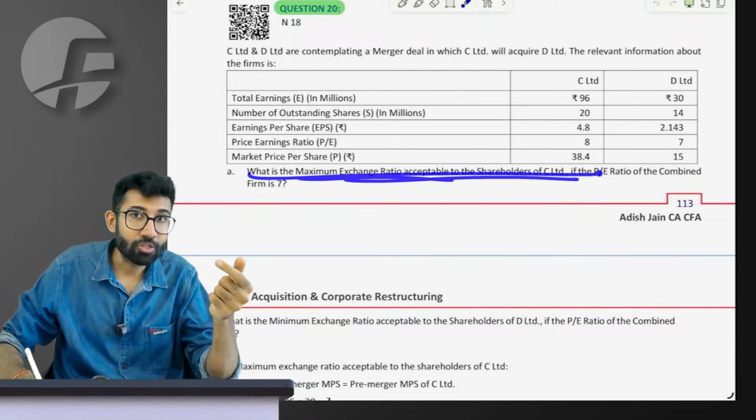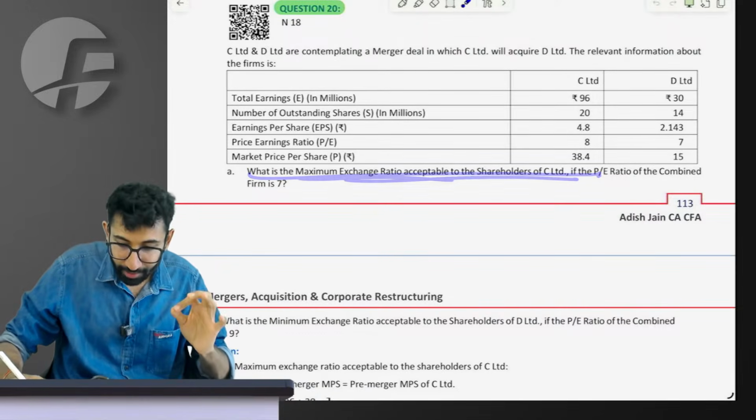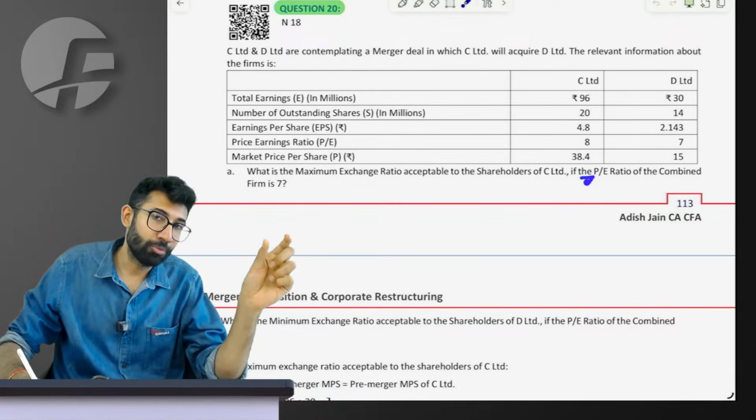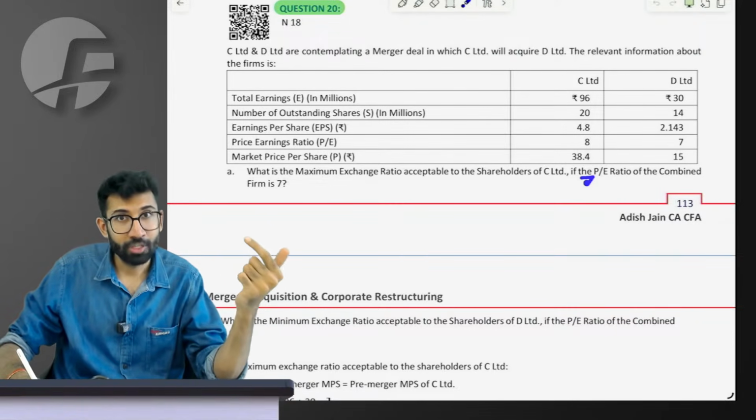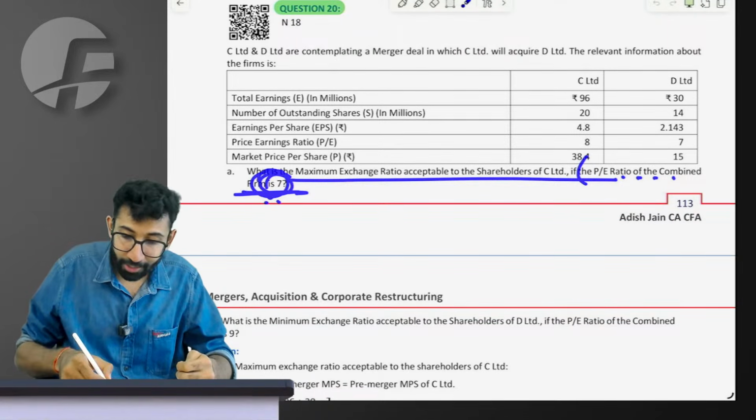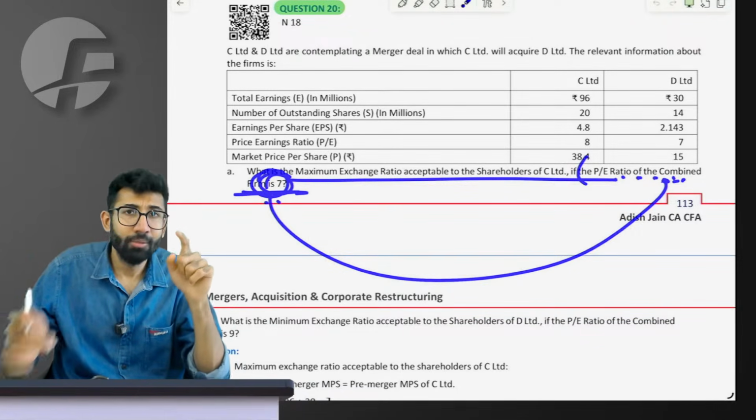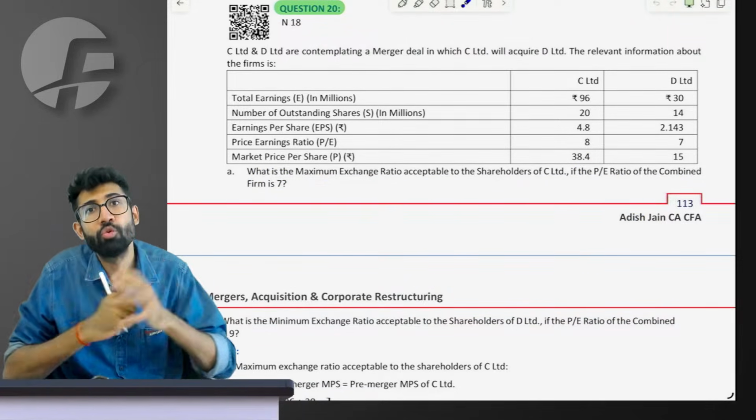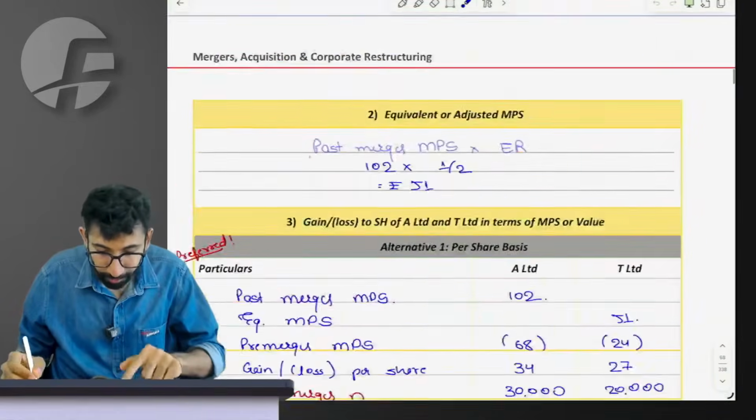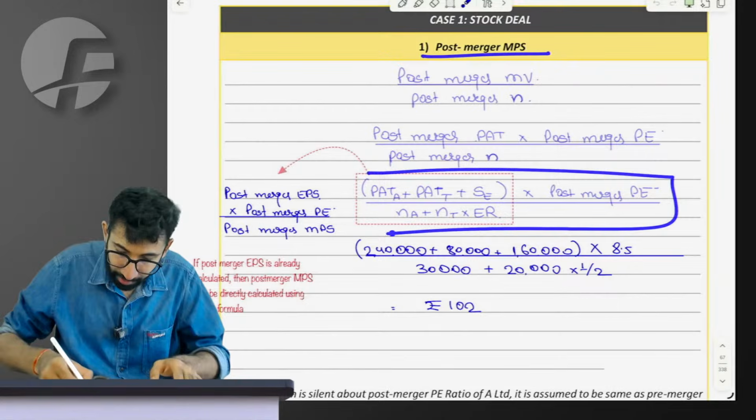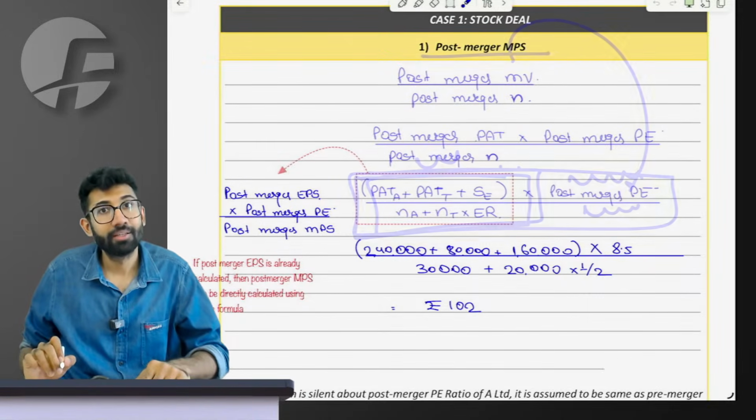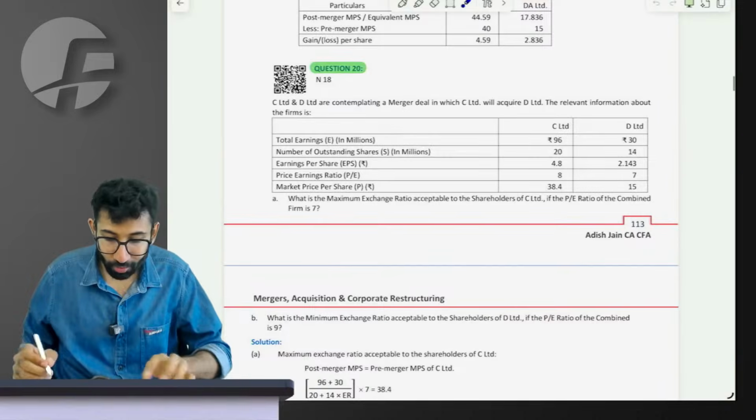Try to grab the context of the question, or the context of the previous part of the question. If this part asks for post-merger MPS and then asks for a maximum ratio, then obviously the maximum ratio is based on MPS. If it asks for post-merger EPS and then asks for the maximum ratio, then it is based on EPS. Now in this particular question, they're asking for the maximum ratio if the P/E of the combined firm is 7. The maximum ratio as per EPS has nothing to do with P/E. The P/E ratio comes into the picture only when we talk about market price per share. So with the P/E information given, we can get a sense that I have to think in terms of MPS.